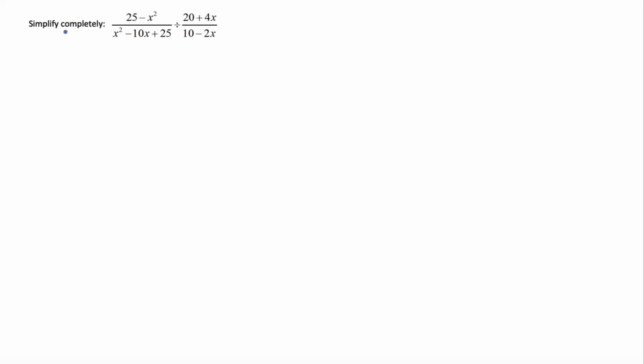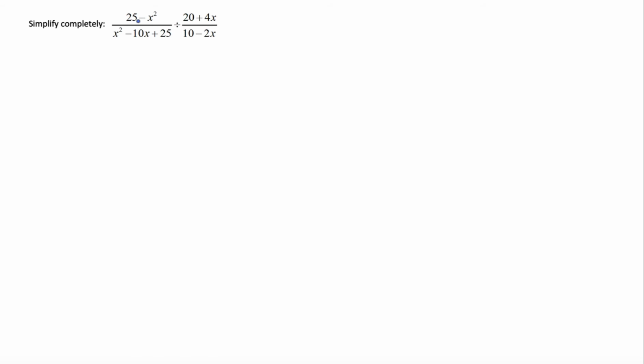Simplify completely: (25 - x²)/(x² - 10x + 25) ÷ (20 + 4x)/(10 - 2x). Now these are rational expressions, so we know that we have to factor these. So let's factor each one.